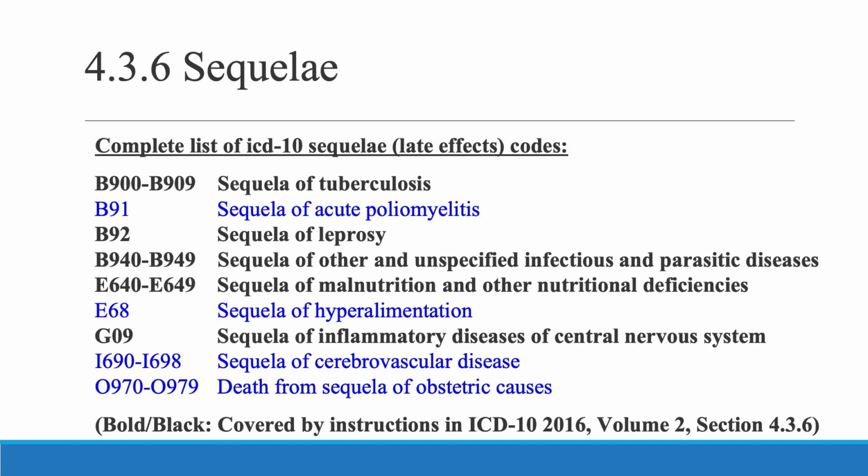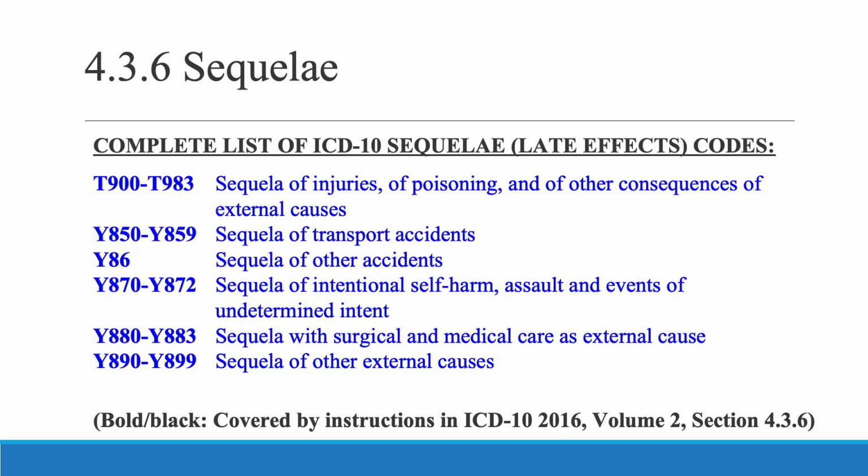On this slide and the next, you will see a complete list of conditions, injuries, and external causes that have a separate ICD-10 sequela code or code category. Notice that only the bold black titles are covered in Volume 2. On this second slide, the remainder of them. Again, only the ones in bold black title are covered in Volume 2. So I think you can see, especially on this slide, there's several sequela code categories that don't have explicit instructions in Volume 2. We'll handle that with some supplementary instructions.